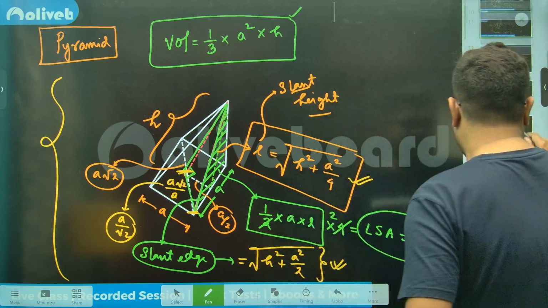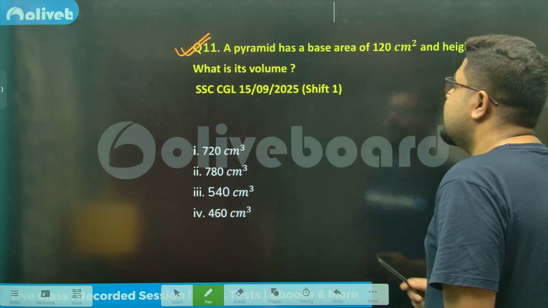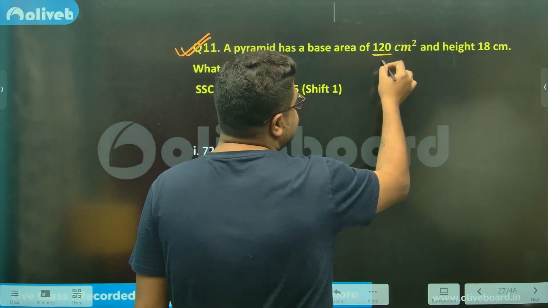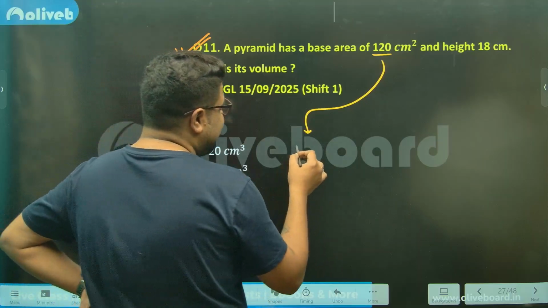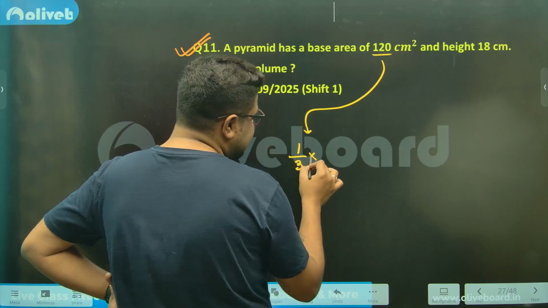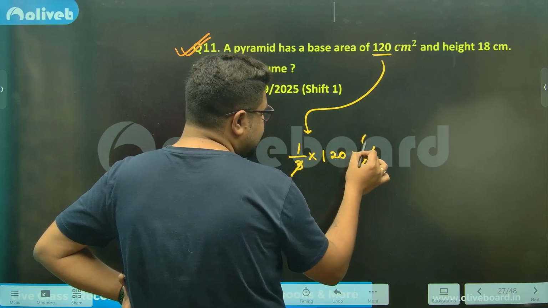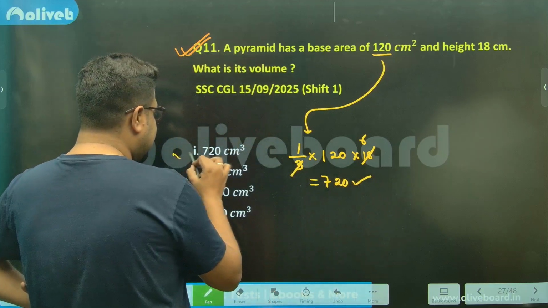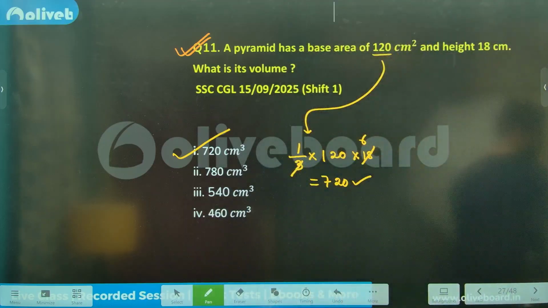Now, let's go back to the question. That will help us in understanding. Pyramid has a base, base area itself is given and height is also given. This becomes a very simple question. 1/3 base area into height. So 6 12s are 72 and a 0. 720, that is option number 1. Nothing can be easier than this.